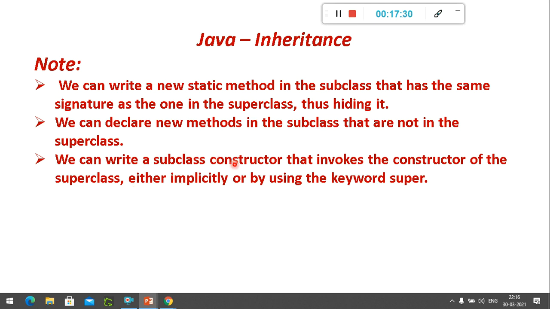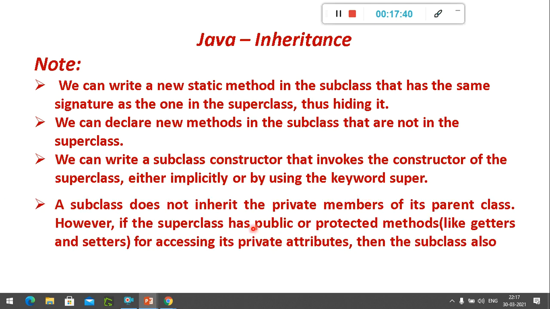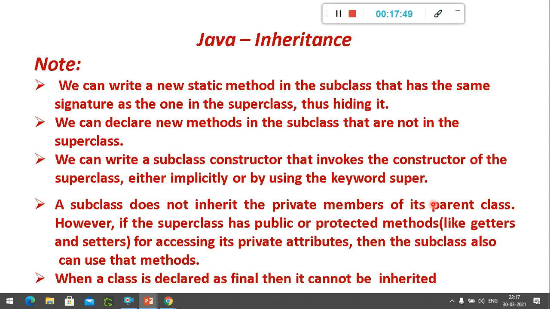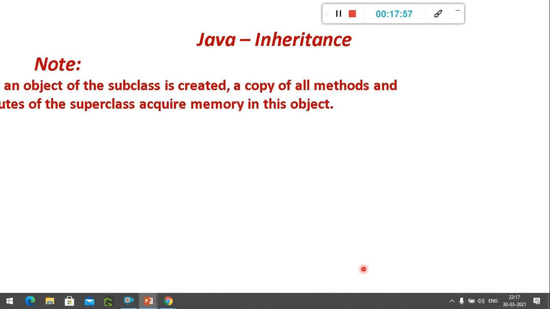We can write a subclass constructor that invokes the constructor of the superclass either implicitly or by using the keyword super. A subclass does not inherit the private members of its parent class. When a class is declared as final, it cannot be inherited.